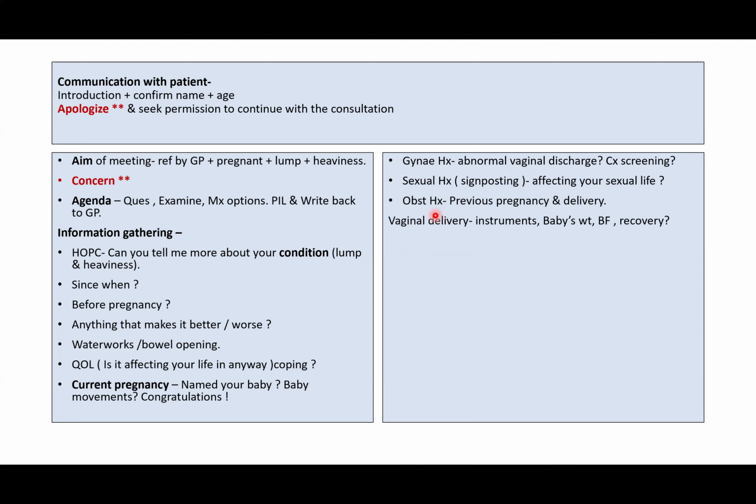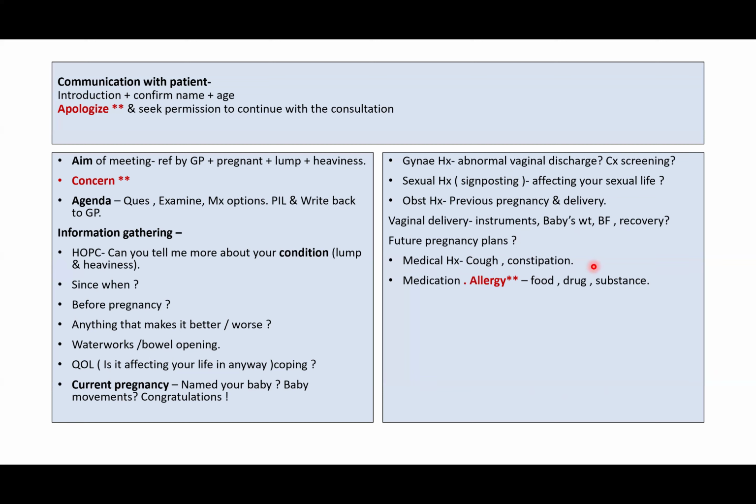Again, the open questions. Can you tell me more about your previous pregnancy and delivery? So it was vaginal delivery, and how was it? So if she says the use of instruments, okay, then baby's weight, inquire about the breastfeeding and recovery. What about your future pregnancy plans? This is important because in her case, we are not going to do any type of surgery before the family is complete. Medical history, always ask, do you follow GP for any medical condition like, in her case, cough or constipation?